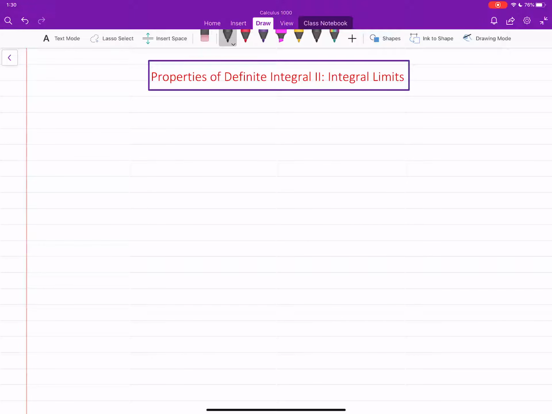Hi, in this video we will learn other properties of the definite integral, which mainly focus on the limits of the integral, upper limit and lower limit. Well, let us assume that f is an integrable function on the interval [a, b].